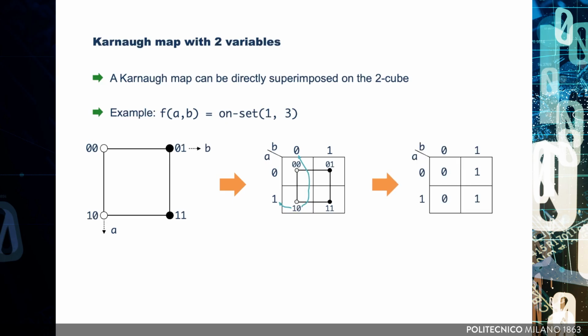We complete the map by replacing the vertices of the 2 cube with the corresponding function values indicated by the coordinates of the vertex. Finally, in the case of the 1 cube, which has limited practical use since it corresponds to a function with only 1 variable, the Karnaugh map can be equivalently constructed with a structure of 2 columns and 1 row, or vice versa, 1 row and 2 columns.